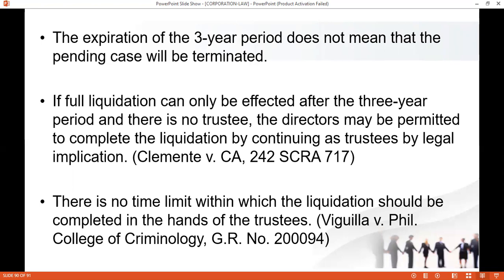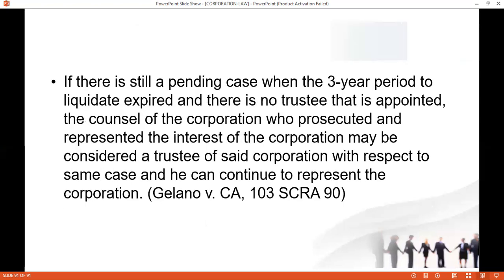Okay? So, ang ine-emphasize lang dito is yung 3-year period, hindi talaga siya strictly and mandatory na within that period lang mag-liquidate. Okay? Ano lang yan, reasonable time lang yan na binigay ng batas. But hindi siya ibig sabihin na pagtapos na, hindi ka na makaka-liquidate. Okay?